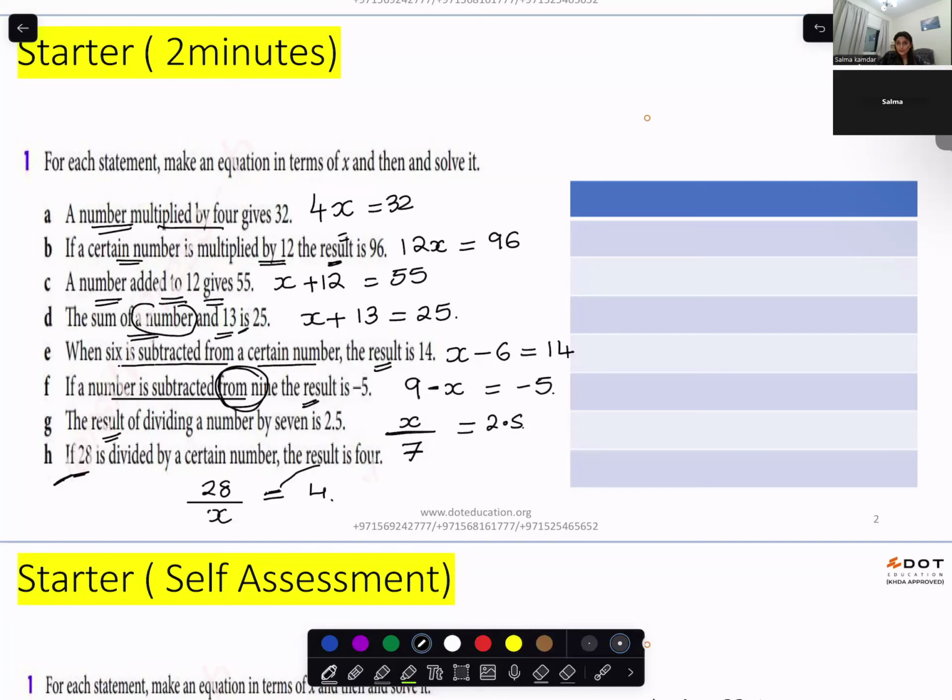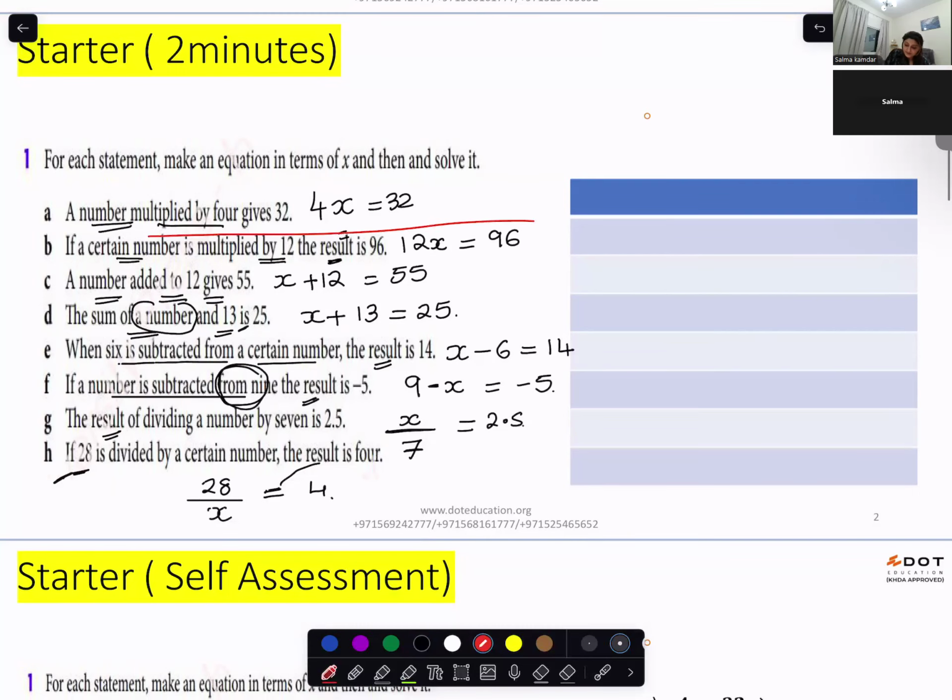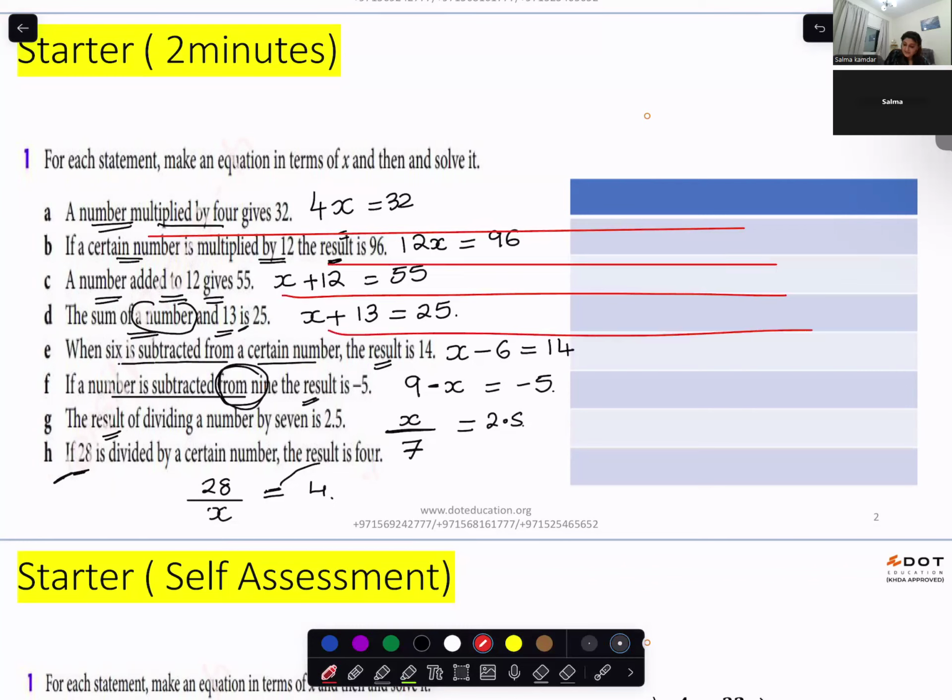So this is how we set up equations. Now I have set up the equations. I need to solve for it. This is what they are asking us. I need to solve for it. That means I need to find the value of x. Come on, I will solve the first one.